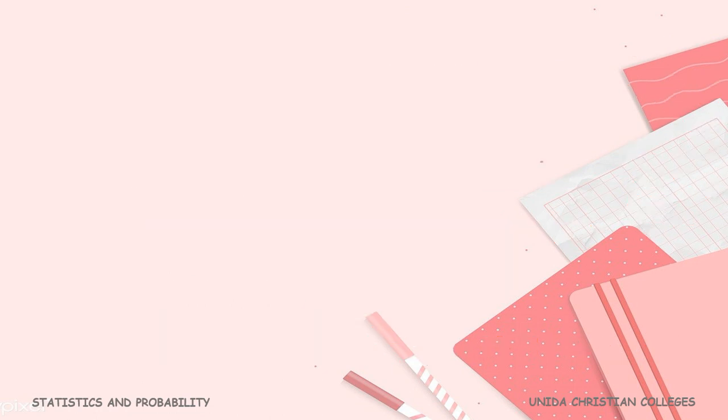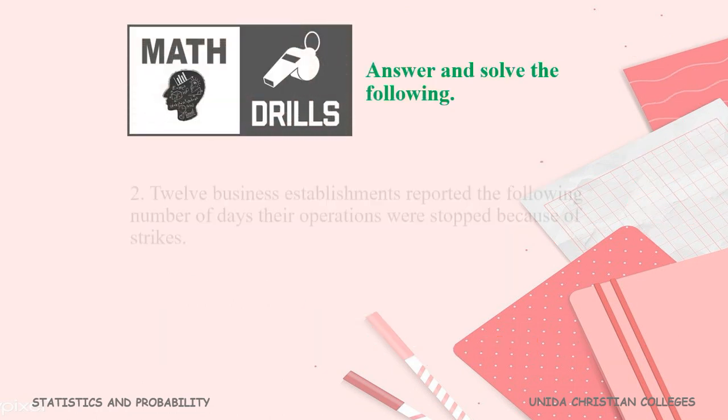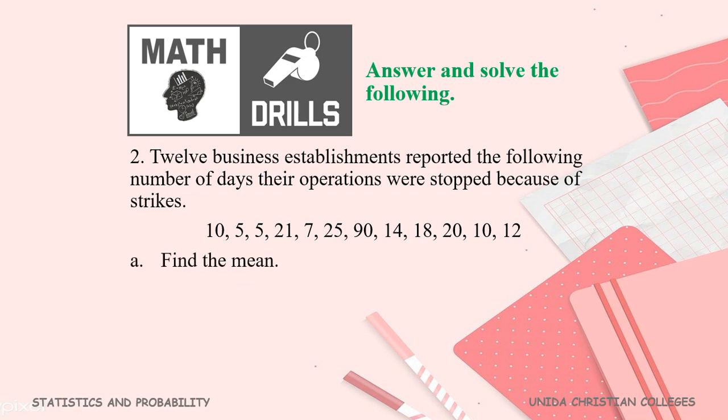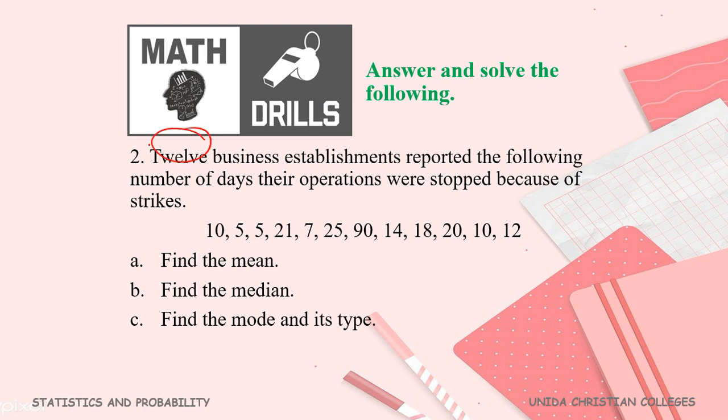Okay, let's have the second problem. 12 business establishments reported the following number of days their operations were stopped because of strikes. We have 10, 5, 5, 21, 7, 25, 90, 14, 18, 20, 10, 12. So we have ilan daw po? We have 12. So your N will be equal to 12, which is an even number.